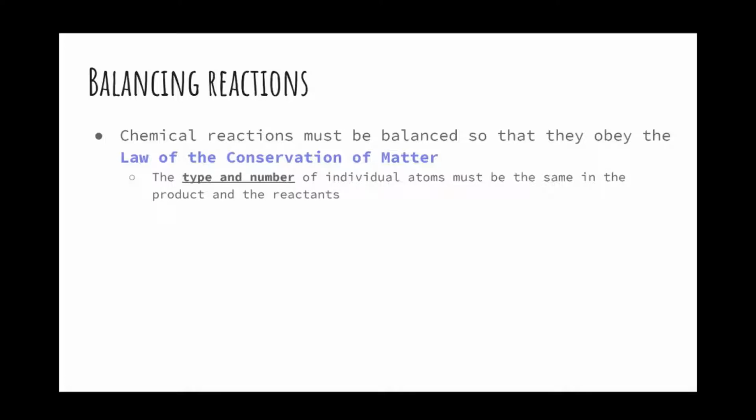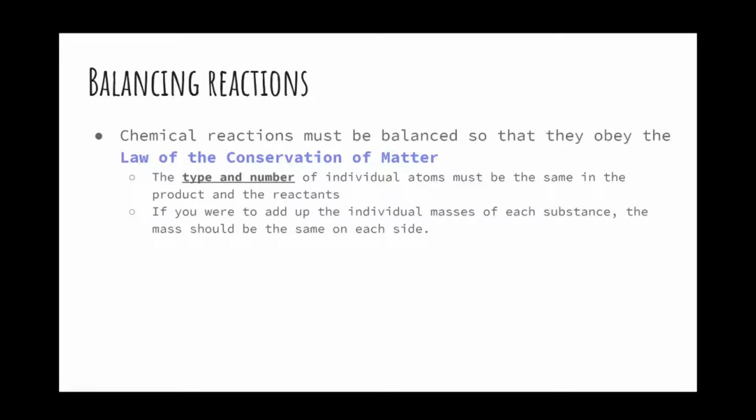So the type and the number of individual atoms must be the same in the products and the reactants. We can't change the atoms. We can't have sulfur and oxygen on one side and change it into nitrogen and fluorine on the other. They have to be the same things, and they also have to be the same number. However many we have on one side, we must have on the other.